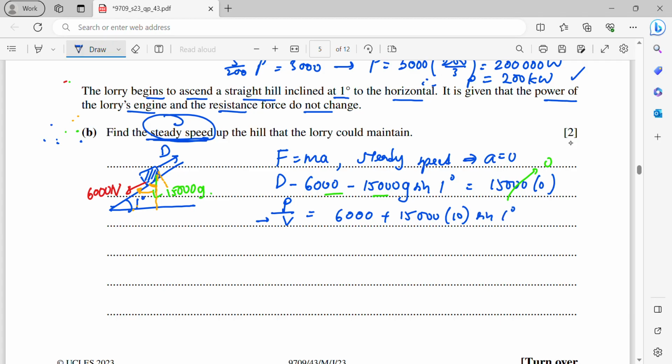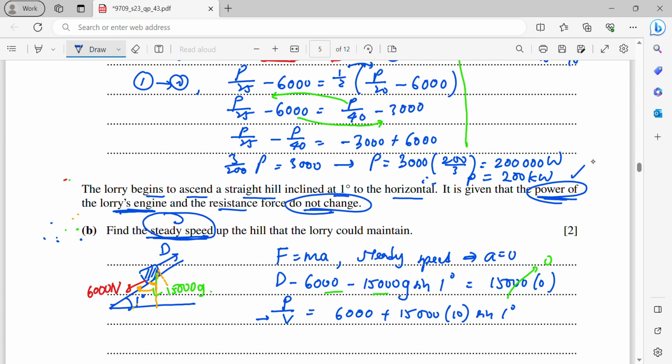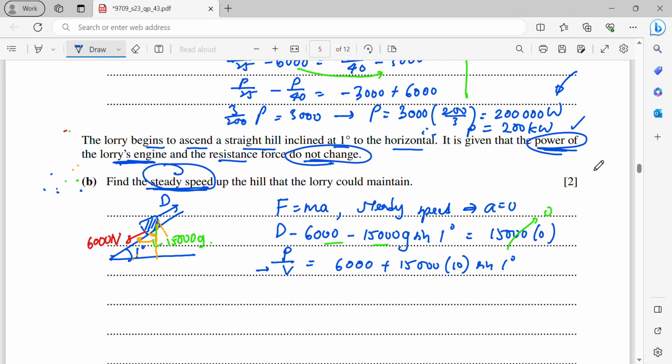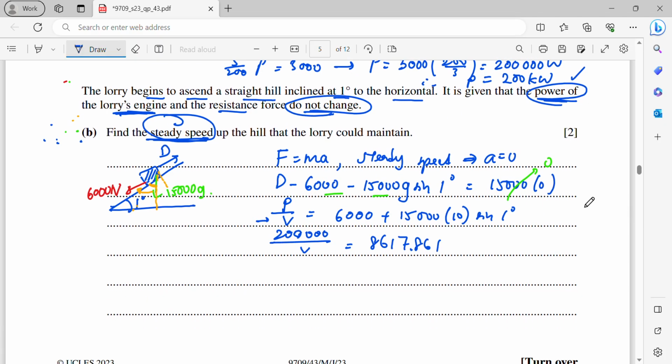Okay, so now my P is mentioned that the power of the engine does not change. So I will use back my P from the previous calculation, which is 200,000. So I will write 200,000 over V. Right hand side here, when you do the calculation, it will be 8617.861. I give more decimal places because this is the working, it's not yet the final answer.